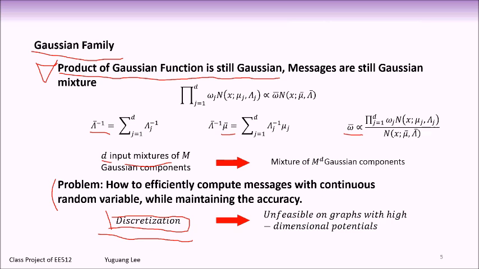So in this class project, I'm still sticking to this previous method of using Gaussian mixtures to describe the random variable. The problem is how to efficiently compute messages with this assumption while maintaining accuracy. Specifically, I'm going to apply a method which will handle the calculation of taking the product of the Gaussian mixtures and calculate it efficiently.